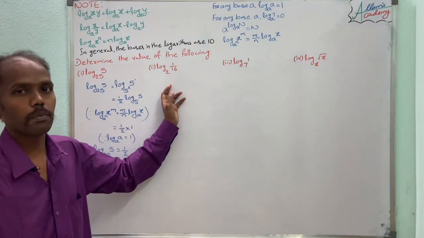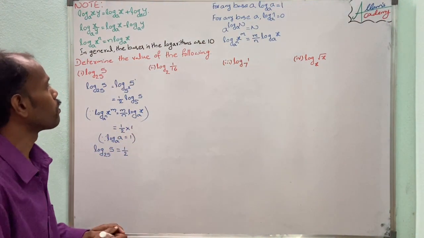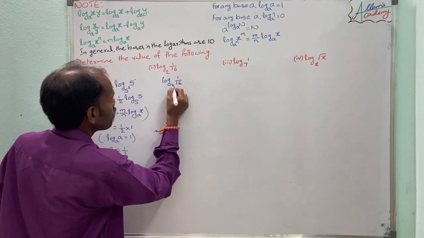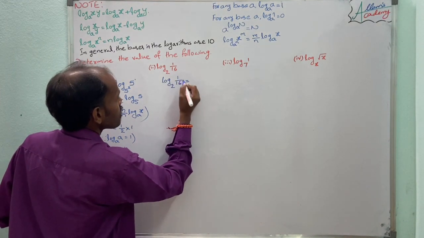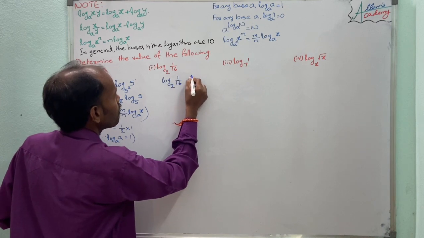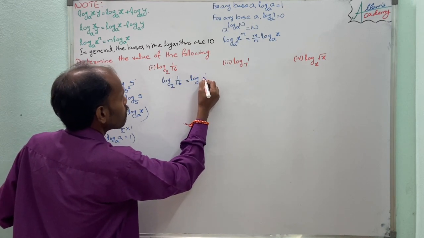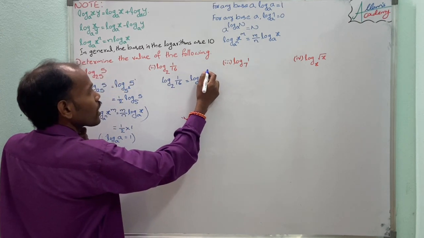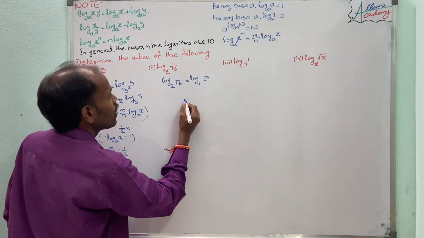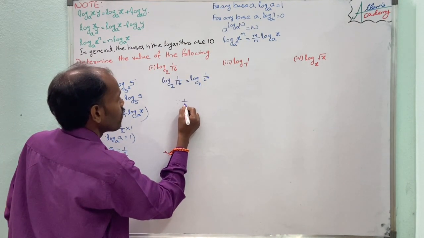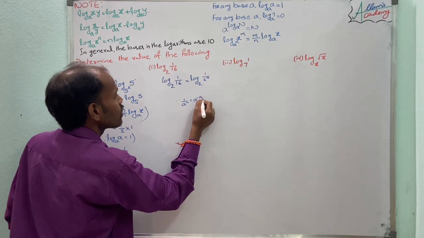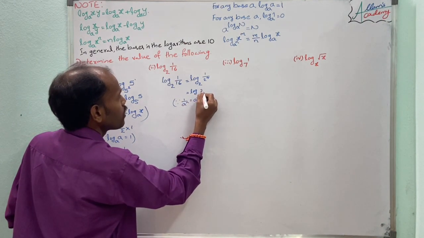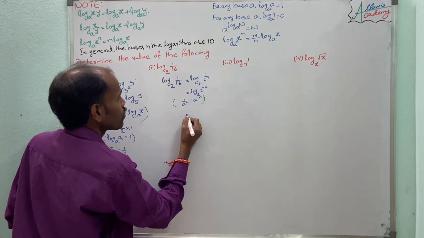Now we see another problem, log 1 by 16 base 2. Now 16 can be expressed as 2 power 4. So log 1 by 16 can be expressed as log 1 by 2 power 4 base 2. Now 1 by a power n equals a power minus n, we know this in the exponent law. So by using that law, we write log 2 power minus 4 base 2.